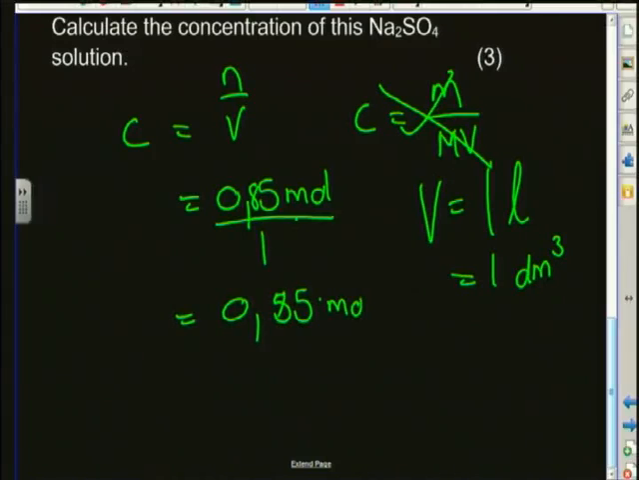0.85 moles per decimeter cubed. Be careful. The first time I looked at this question, I went, oh, 0.85 divided by 250 divided by 1,000 gives me a value. But then I left out half that last part of the question.